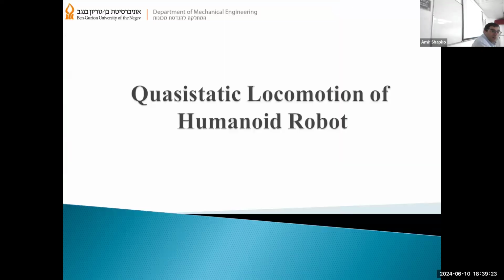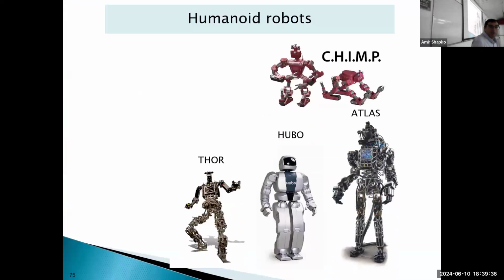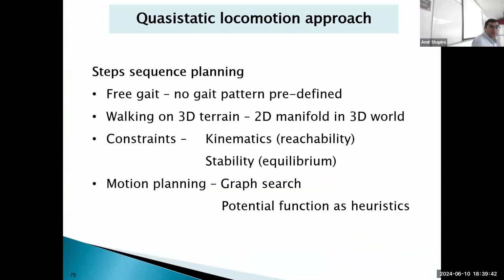Okay. Next is the locomotion of a humanoid robot, a two-legged robot, and we did something very similar to the previous one. So humanoids, there's many types. Again, we define a free gait, a gait that has no gait pattern, so we generate it during walking. We are walking on three-dimensional terrain.